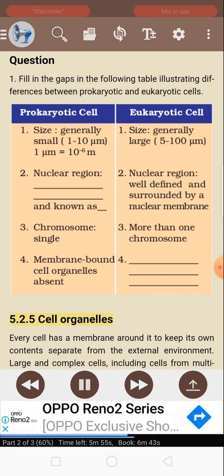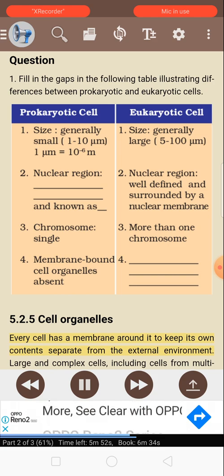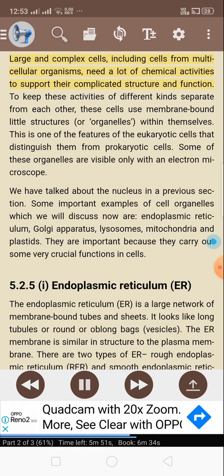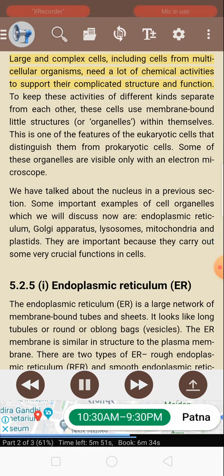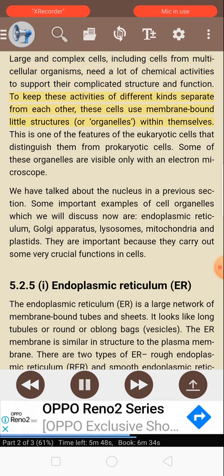5.2.5 Cell organelles. Every cell has a membrane around it to keep its own contents separate from the external environment. Large and complex cells, including cells from multicellular organisms, need a lot of chemical activities to support the complicated structure and function. To keep these activities of different kinds separate from each other, these cells use membrane-bound little structures or organelles within themselves. This is one of the features of the eukaryotic cells that distinguish them from prokaryotic cells.